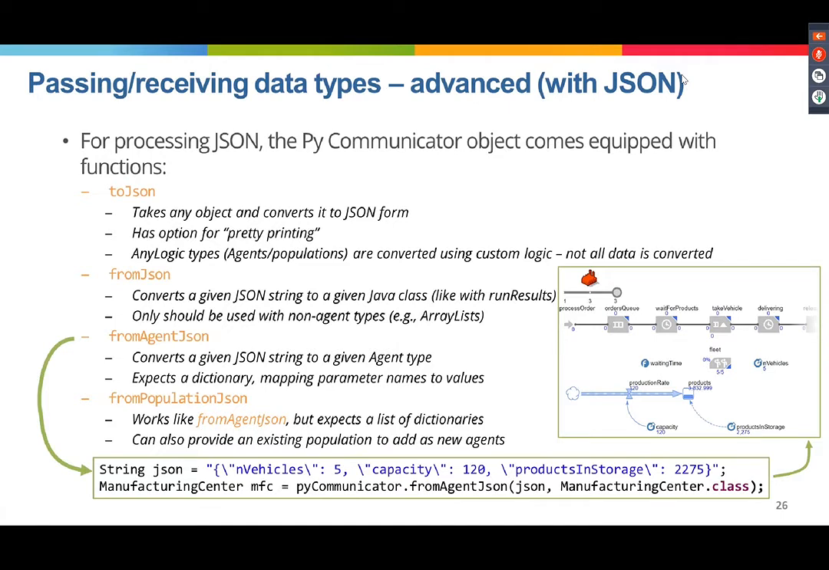One day I hope to implement more complex parameter values or figure out some way to handle any agent type that you might be able to pass to it through JSON. But again, the nice part about Pypeline being an open source library is that you can always fork the library and propose a change for how to implement this. The last of the four functions is fromPopulationJSON. It works pretty much exactly like fromAgentJSON, except it expects a list where each entry in that list is a dictionary representing one agent's mapping. Optionally, you can also provide an existing AnyLogic population, and it will add those new agents to that specific population.